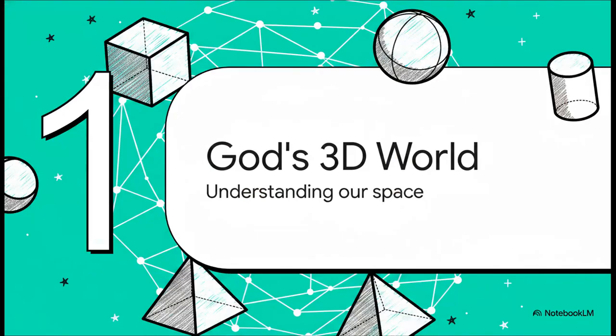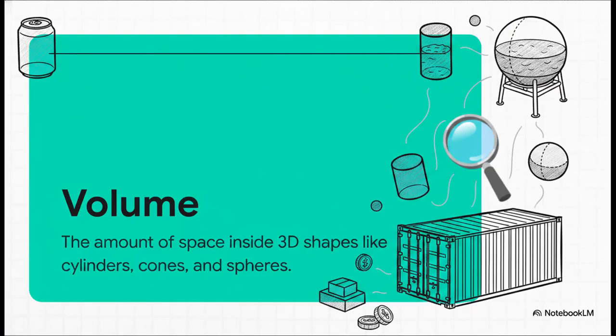Let's kick things off with Section 1, God's three-dimensional world, understanding the space around us. Before we calculate anything, we really need to nail down the specific math concept we use when measuring physical creation, and that concept is volume. Simply put, volume is the amount of space inside 3D shapes like cylinders, cones, and spheres.